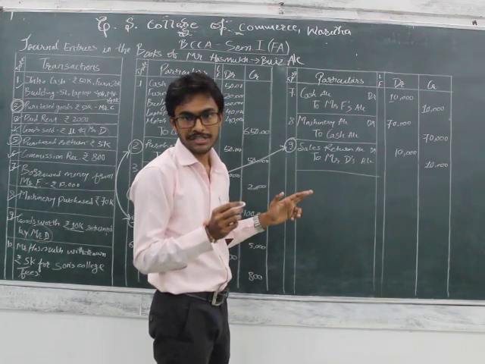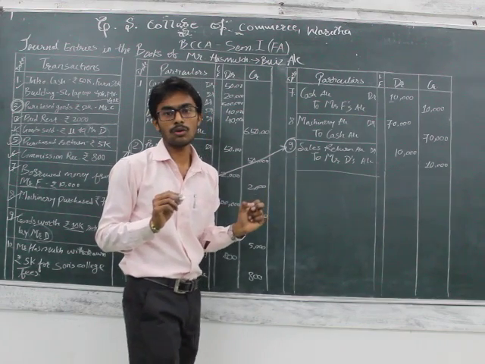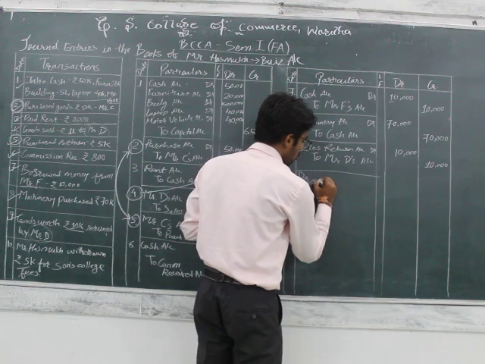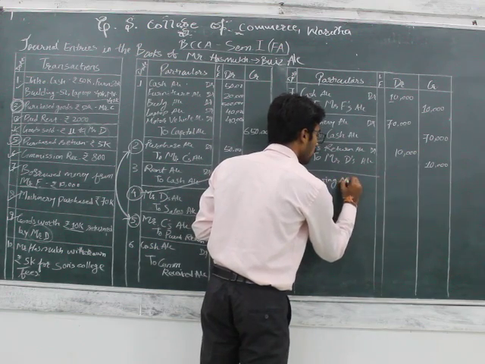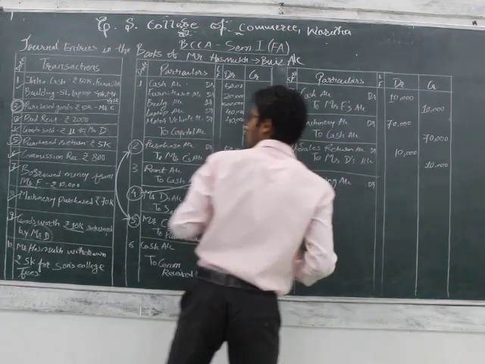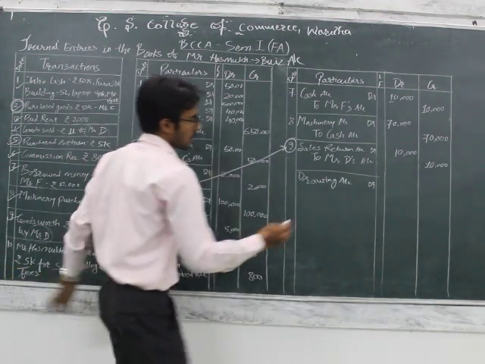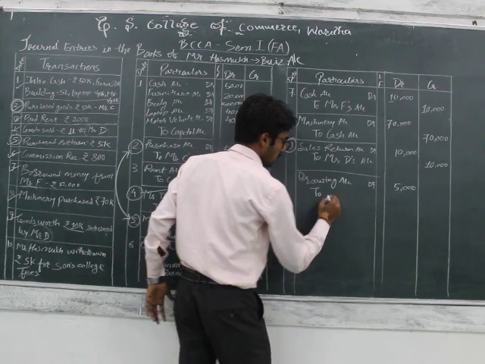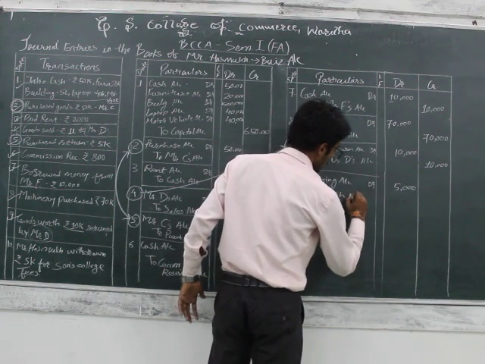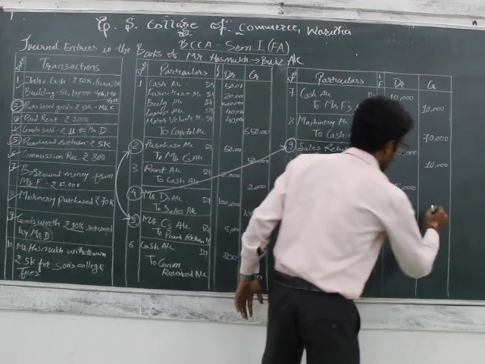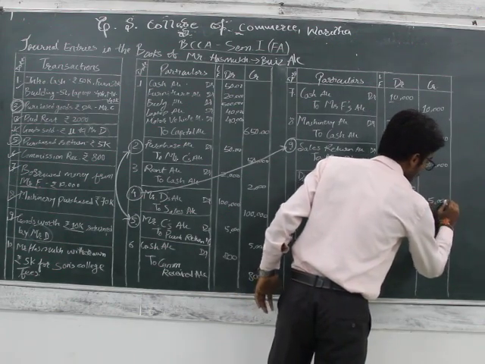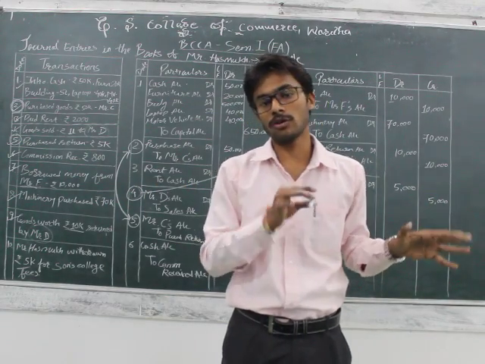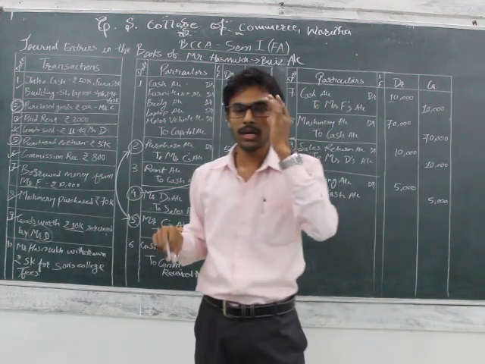Capital account debit to cash, but instead of capital account we have to write drawing account. So drawing account will be debited with rupees 5,000 to cash. Why cash? Because Mr. Hasmukh is withdrawing 5,000 from our business. That means cash will go out from our business. Cash will outflow from our business. So that's why cash will be credited.